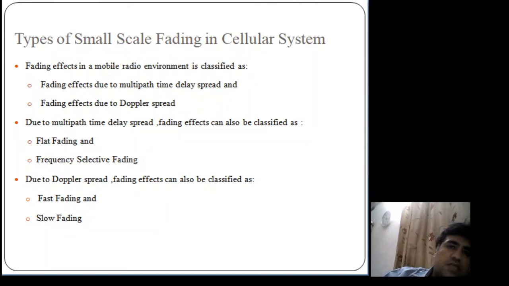So next is types of small scale fading in cellular systems. Fading occurs due to two factors. First is multipath time delay spread and the other one is Doppler spread. So fading due to multipath time delay spread is classified as flat fading and frequency selective fading, and fading due to Doppler spread is classified as fast fading and slow fading.